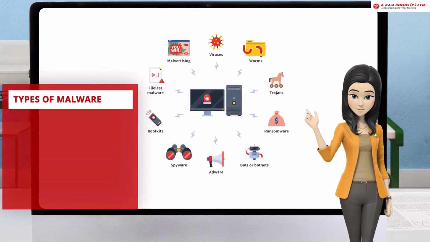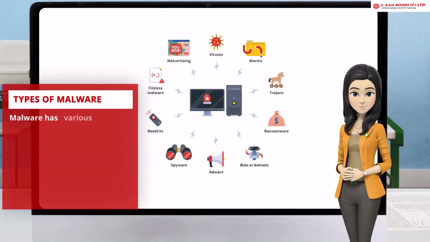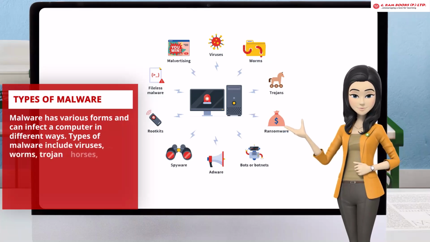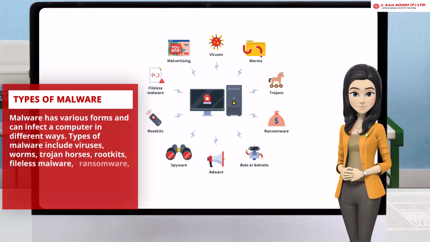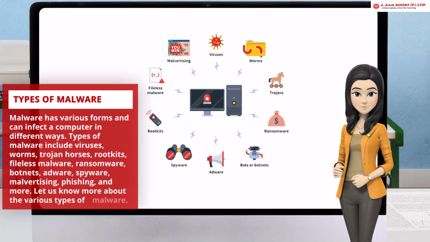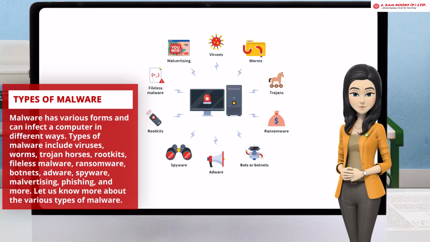Types of malware. Malware has various forms and can infect a computer in different ways. Types of malware include viruses, worms, Trojan horses, rootkits, fileless malware, ransomware, botnets, adware, spyware, malvertising, phishing, and more. Let us know more about the various types of malware.